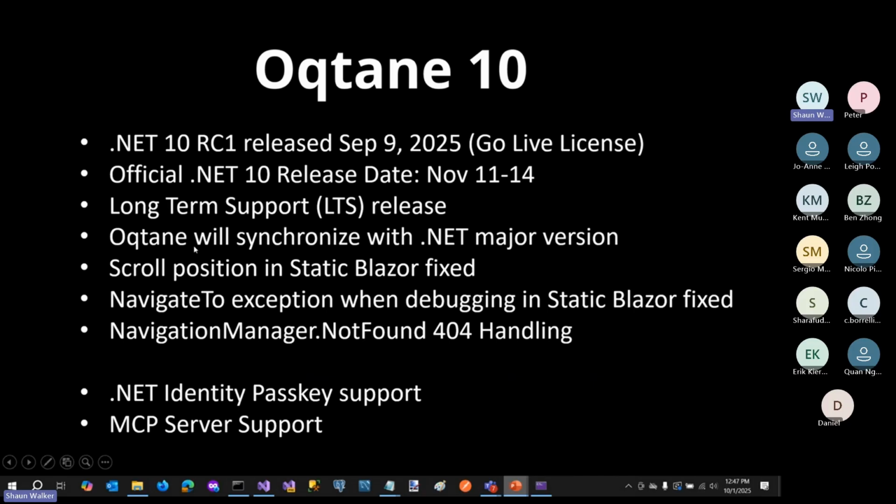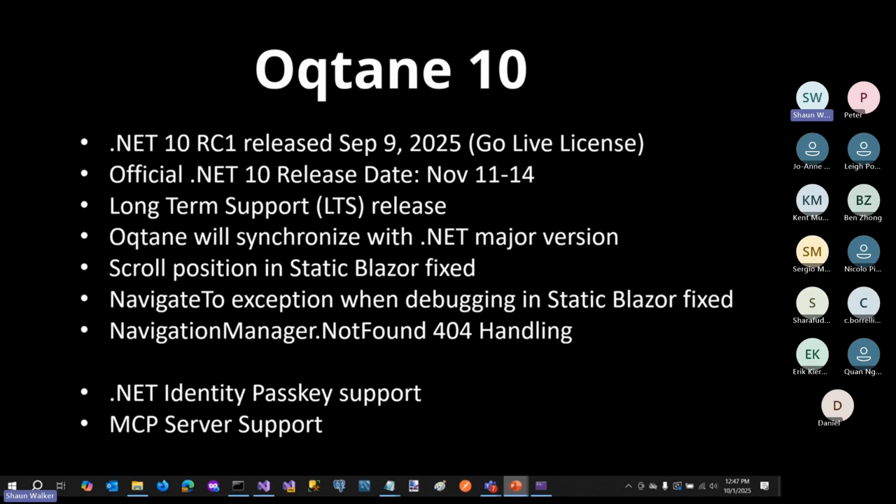For those who haven't been keeping up, .NET 10 RC1 was released in early September with a go-live license, meaning people are running production workloads on .NET 10 already. There's supposed to be a second RC release, and I'm imagining it's going to happen very soon, because it's been almost a month now. So RC2 should be coming out any minute now for .NET 10.